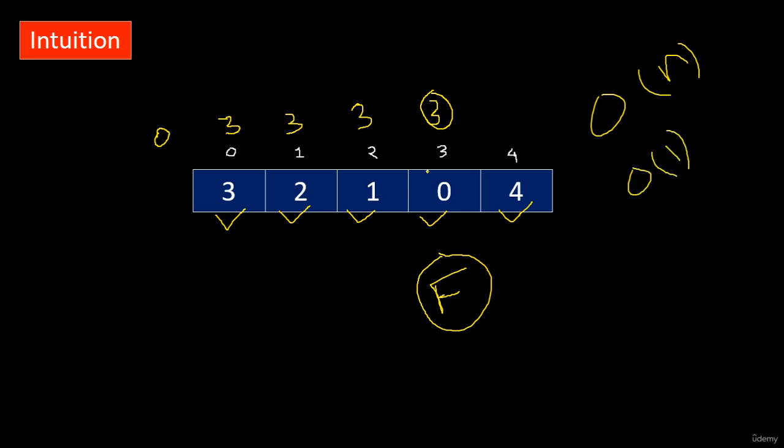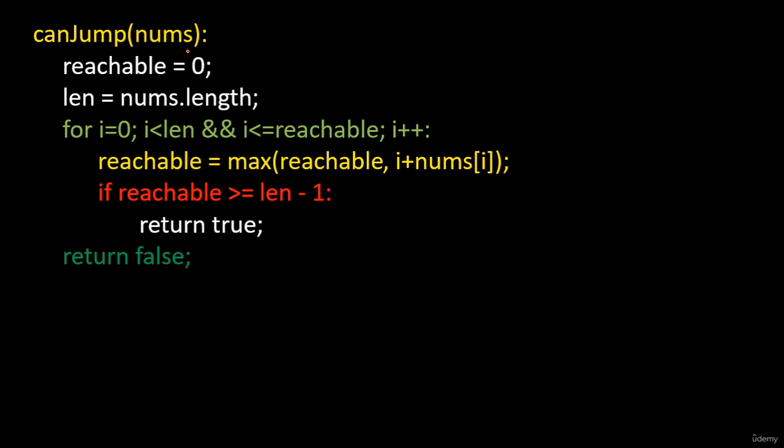Now let's see the algorithm. This is the algorithm to solve this problem. This function takes an integer array, nums. Here we're declaring reachable equals 0. Then we're computing the length. Then we're running a loop from index 0 all the way to the end. Here we have this condition: i less than or equal to reachable.